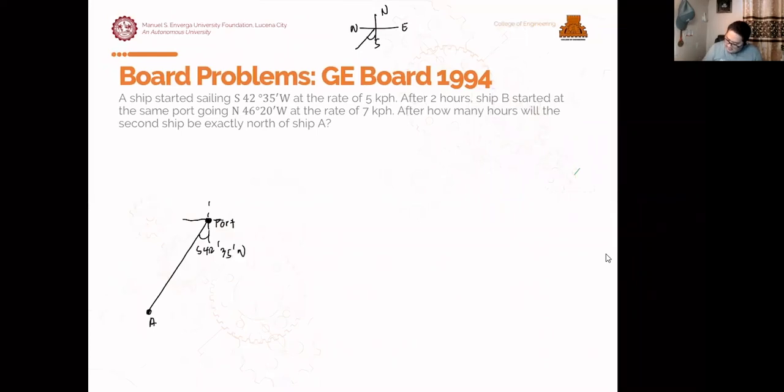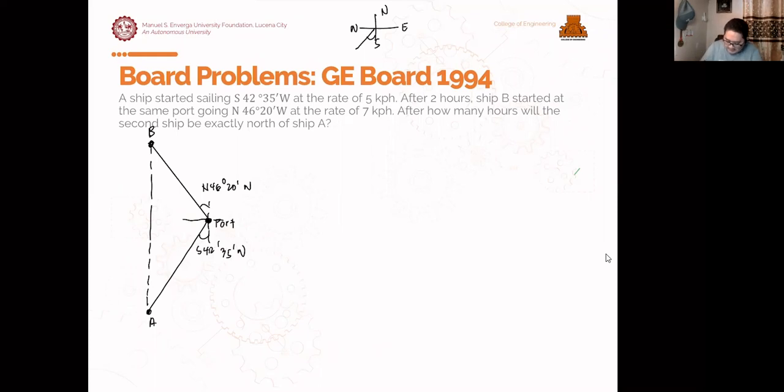Okay? Ang tinatanong is how many hours will the second ship be exactly north of A? So, ibig sabihin exactly north. So, ito yung position ni A. Tinuloy niya yung pag-travel niya. Okay? Kailan siya magiging dito? Katapat na katapat. Okay? So, sa ship B, tapos ito yung tinravel niya na N 46 degrees 20 minute west. Okay? So, ayan. Paano natin analyze yan?